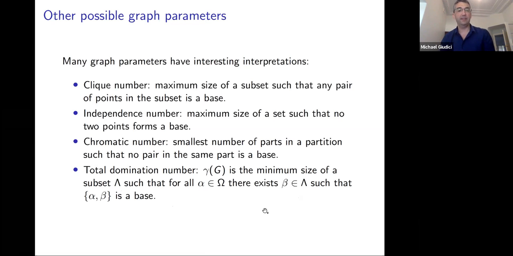So none of these have really been looked at. I suppose the clique number has been looked at a little bit through the Q parameter, but the others haven't really been looked at yet, right? But we would invite you to choose your favorite graph theory parameter and look to see what the interpretation can be in the Saxl graph and study what's possible. And on that note, I'd like to finish there. Thank you.